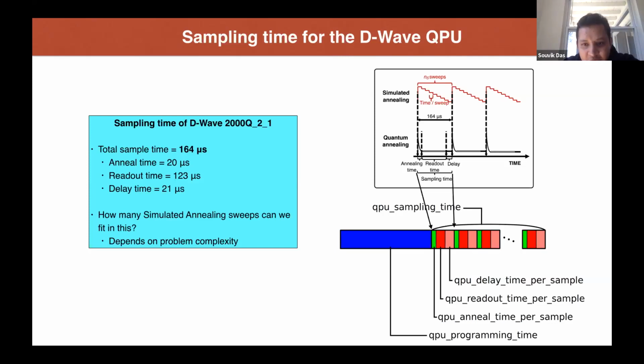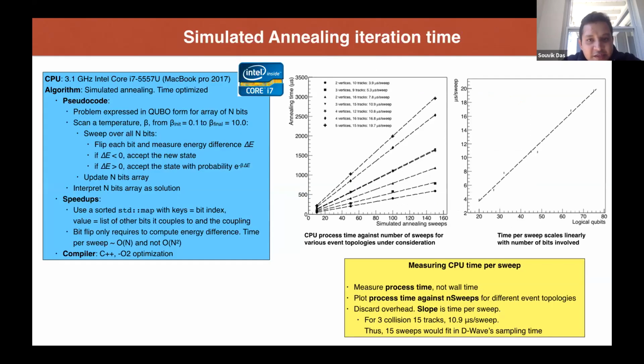Some of it is configurable and programmable, like the annealing time. Some of it is just hardware limited, like the 123 microseconds of the readout time. That can actually be improved according to the hardware designers at D-Wave, and that's purely classical. So the question is, how many simulated annealing sweeps can we fit into this 164 microseconds? Well, that depends on problem complexity. So, next slide.